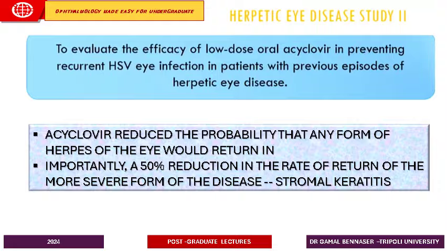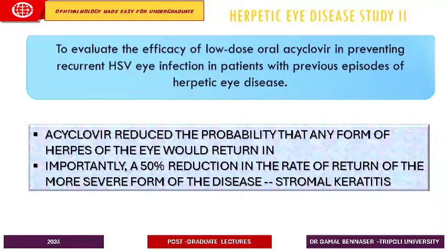This is very important. Now, if I give you an MCQ that we use oral acyclovir to increase the healing of the epithelium, this is wrong. To prevent the occurrence of stromal keratitis, this is wrong. We use oral acyclovir to prevent the recurrence either in the epithelium or in the stroma. Also as a prophylaxis for trabeculitis or iridocyclitis. This is the indication of oral acyclovir.